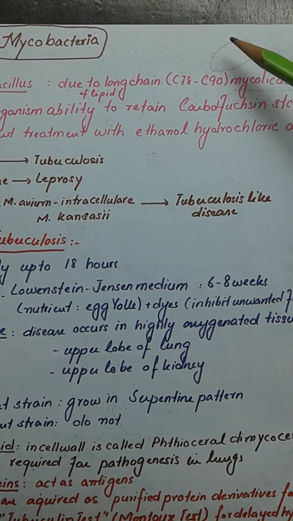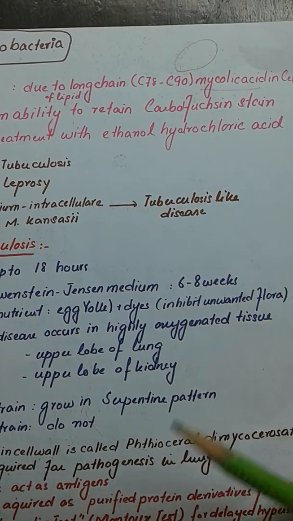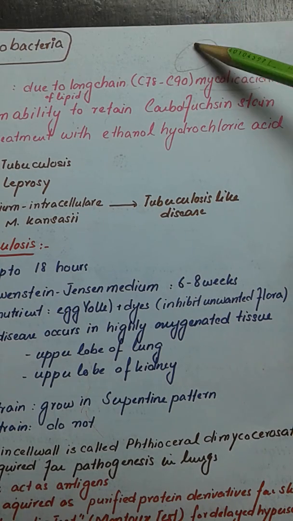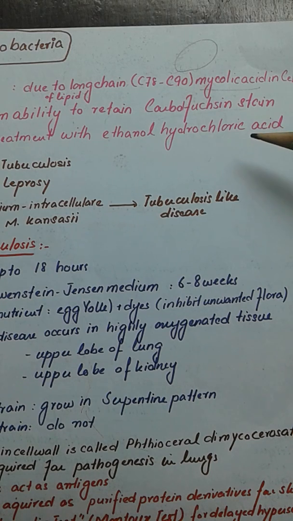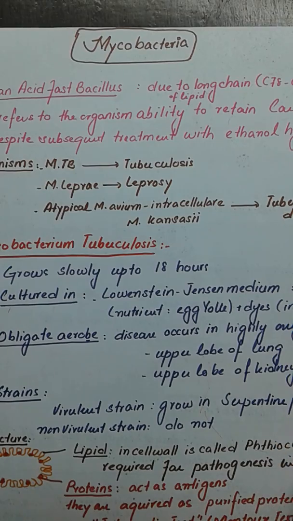Now, this cell wall does not take normal gram stain. Instead, it takes carbol fuchsin stain. Now, this is an important thing because when this organism takes the stain, it takes it quite rapidly. And even if we treat the organism with ethanol and hydrochloric acid, the stain does not come off. Similarly, we call this organism acid-fast bacillus.